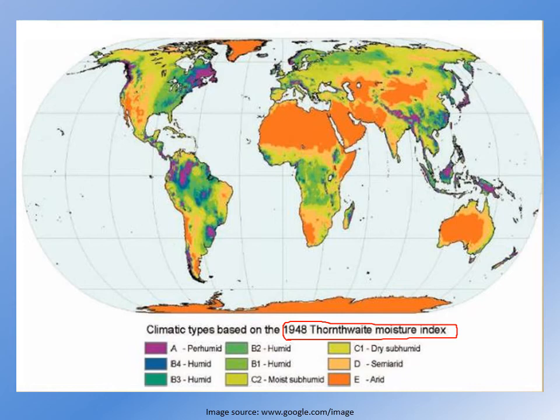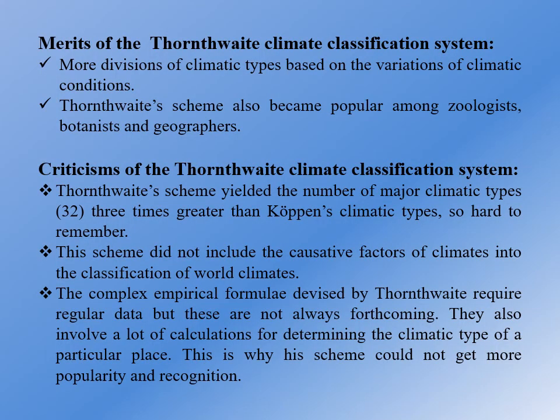Now, the Thornthwaite classification system also has some merits and limitations. If we look at the merits, according to the Thornthwaite classification scheme, it has more divisions of climatic types. So the variations of different climatic conditions are better observed on a global scale. The Thornthwaite scheme also became popular among zoologists and botanists as well as among geographers.